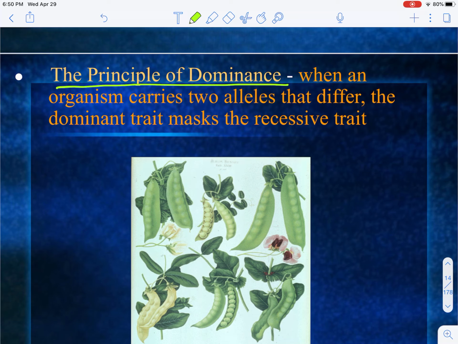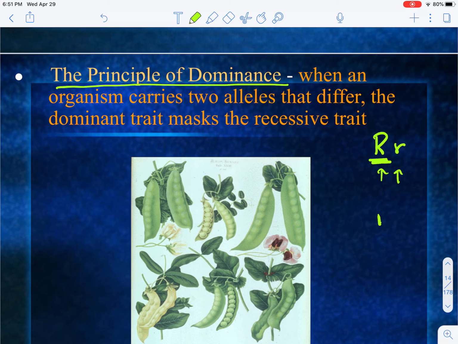The principle of dominance, we should know this, is that if you have two alleles that differ, the dominant will mask the recessive. So the two versions of a trait are called the two alleles or two versions. So this is round and wrinkled, for example. And the principle of dominance says if you do have one of each, you will always exhibit the dominant one. So this plant would have round seeds, not wrinkled seeds.